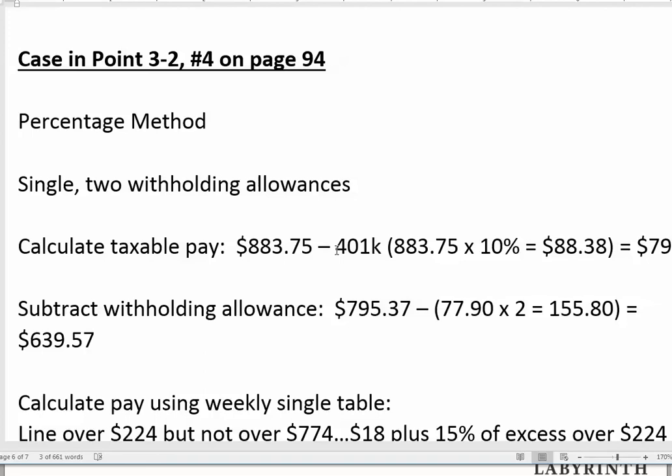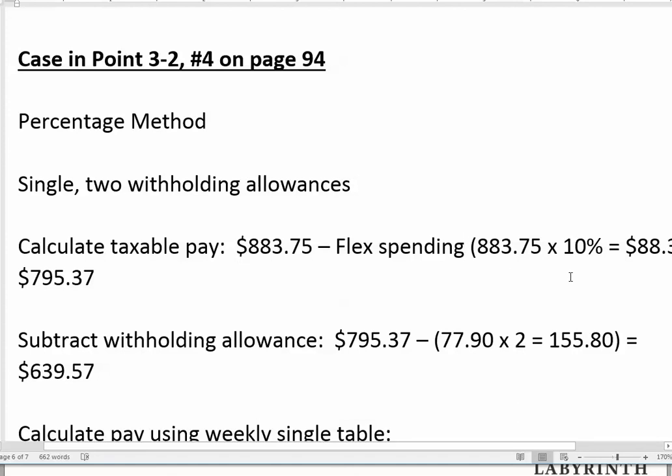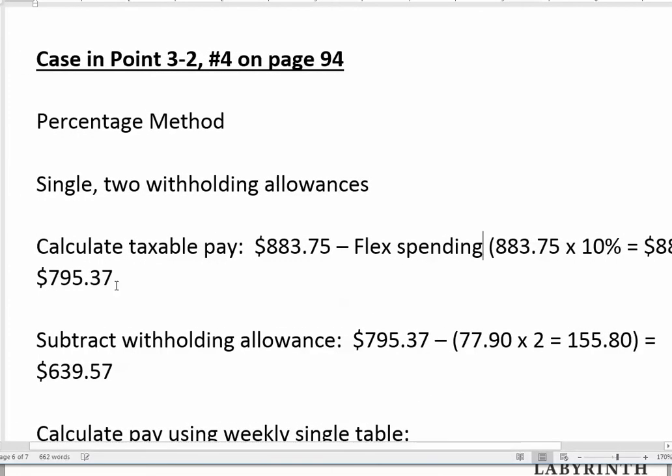So Angela Dorsett is single with 2 withholding allowances, earns gross pay of $883.75. For each period, she makes a dependent care flexible spending account contribution of 10%. So instead of 401k, we need to change this to flex spending. There we go, that's what's been confusing me here. So single with 2. So calculate her taxable pay. We have $883.75 minus her flexible spending, which was 10%, or $88.38. It leaves us $795.37. So that's what's taxable.